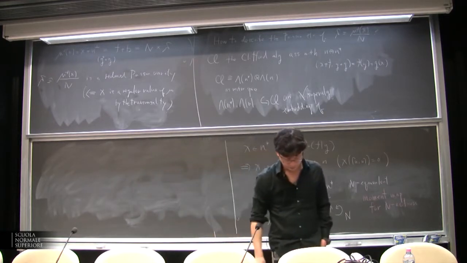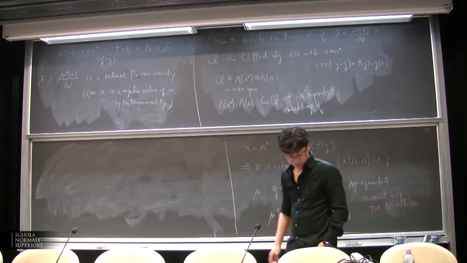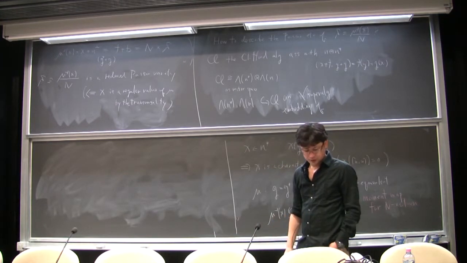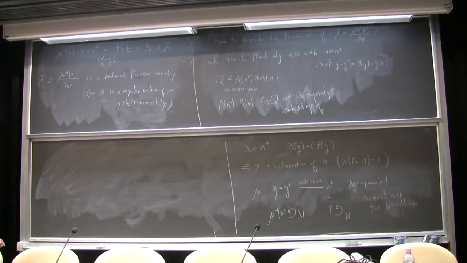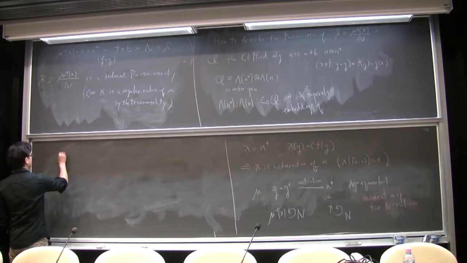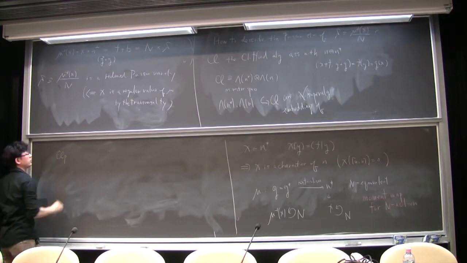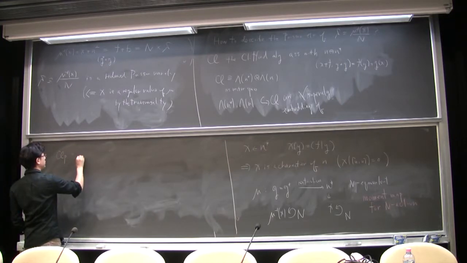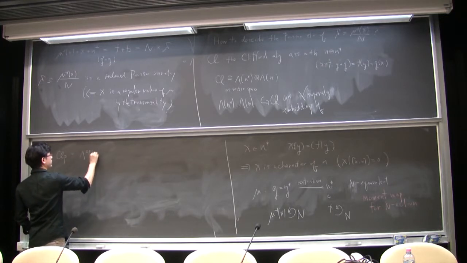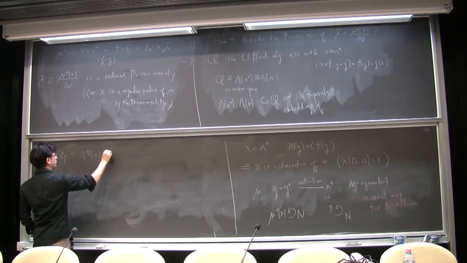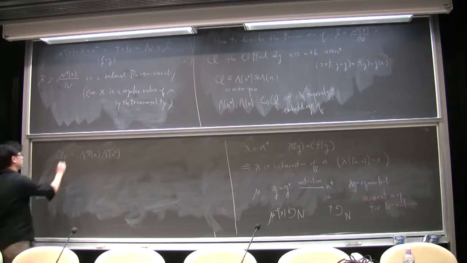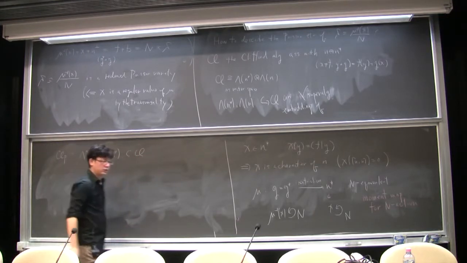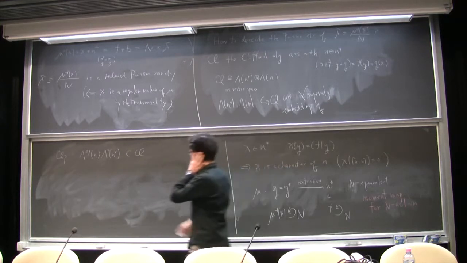It has a natural filtration, as Fedja told in the case of the Weyl algebra. So let's define the filtration of the Clifford algebra in this way. So it defines the degree of the element from n.